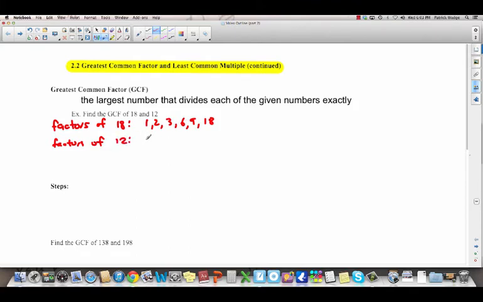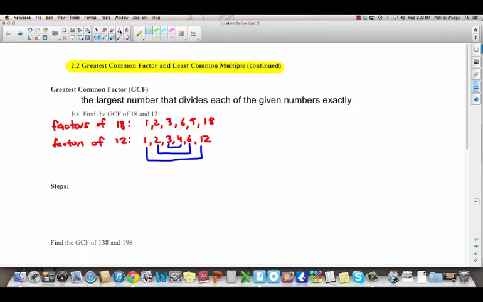The factors of 12 are 1, because 1 goes into 12 evenly. 2 goes into 12 evenly. 3 goes into 12 evenly. Now 4 goes into it as well. And you see how you have this pair here, 3 times 4? Once you get that, all you have to do is find, well, what multiplies 2 to get 12? I need to multiply 2 times 6. And what do I need to multiply 1 by to get 12? I need to multiply it by 12. So that's another way you can figure out all the factors.